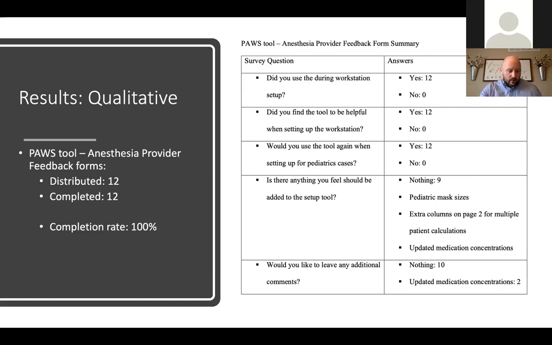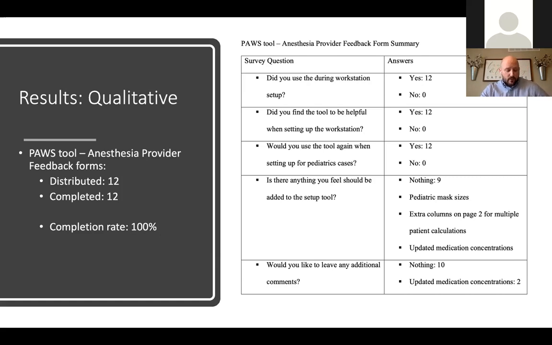In this questionnaire, questions were asked such as, did you use the PAWS tool during your workstation setup? Did you find the tool to be helpful when setting up the workstation? Would you use the tool again when setting up for pediatric cases? And then it asked for anything that needed to be added or any additional comments that could be made.